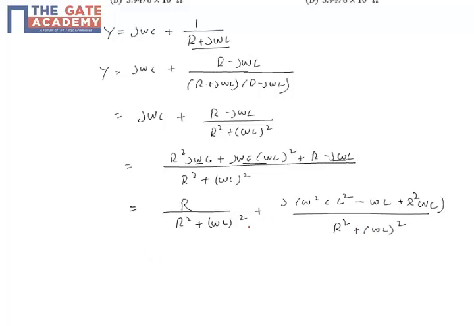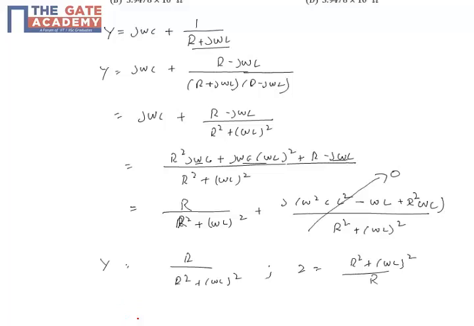Now at resonance, since the circuit is at resonance, this imaginary part will be equal to 0. So this is the only impedance which is purely resistive that will be offered by the circuit to the source. So admittance is equal to R by R square plus omega L whole square, which means the impedance is R square plus omega L whole square by R.